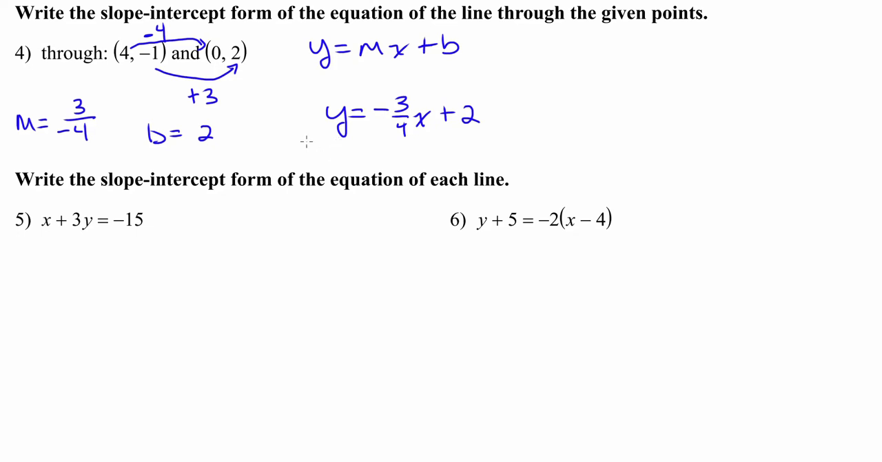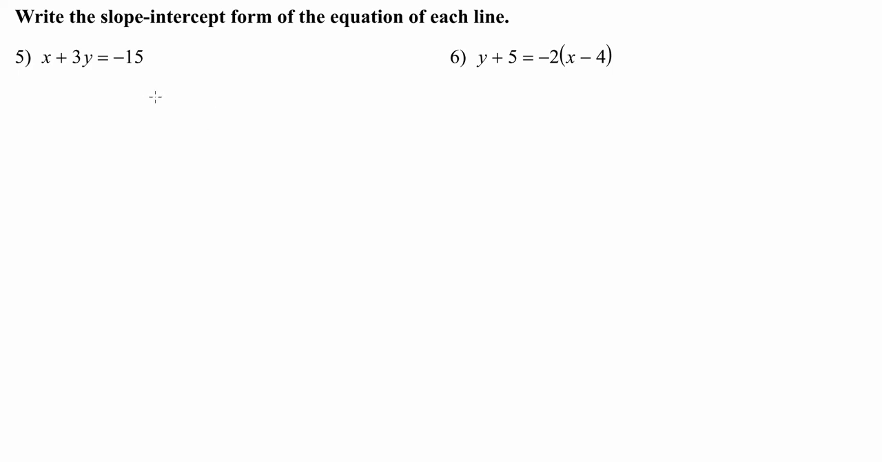Now, word of warning, on your quiz, this question may or may not give you the y-intercept already as one of the points. So if it doesn't, then you're going to need to do the same thing we did in number 3 to find b, which is to substitute x and y into the equation and solve for b to find the y-intercept.